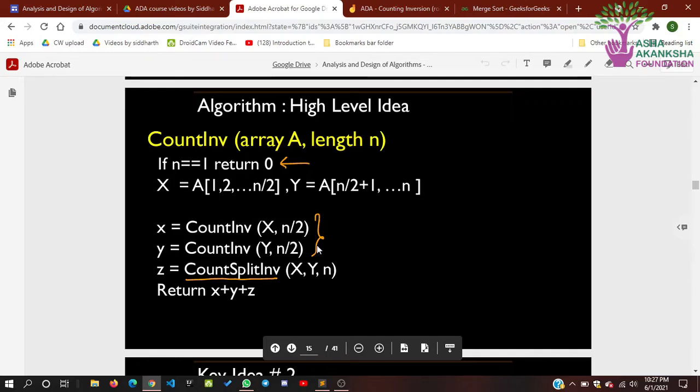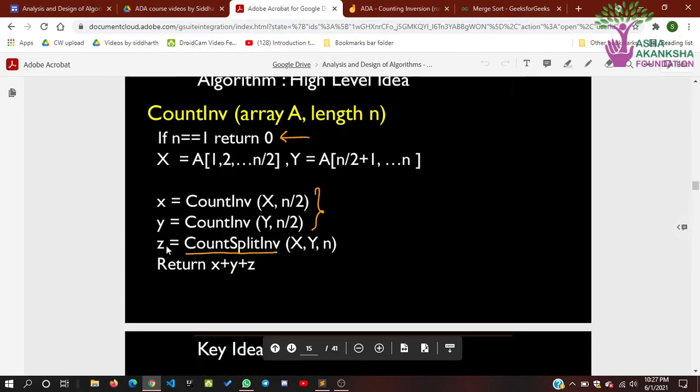Now we call recursion on the two parts. X is the number of left inversions, Y is the number of right inversions, and Z is the number of split inversions. Now what is this count split inversion function? Just remember this. So what is this count split inversion function?